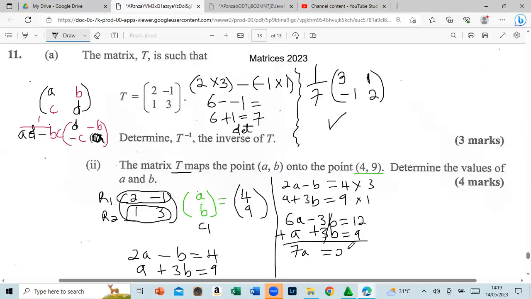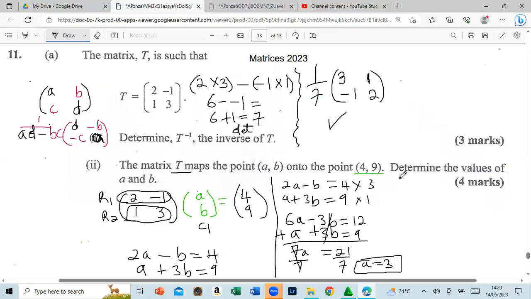So as you can see, we can easily find the value of a. So a works out to 3. So the value of a is 3, and they did ask us to find the value of b. Let's find the value of b.